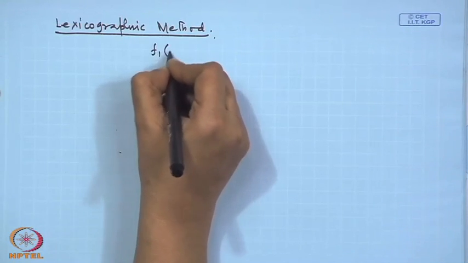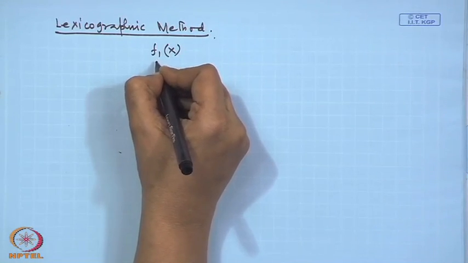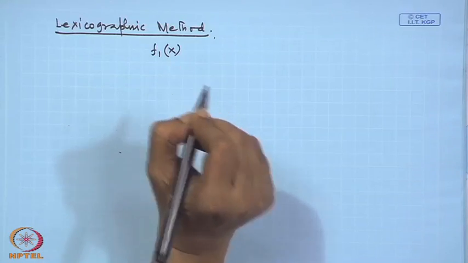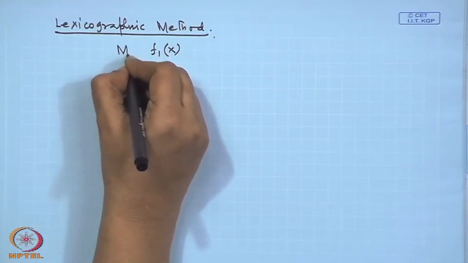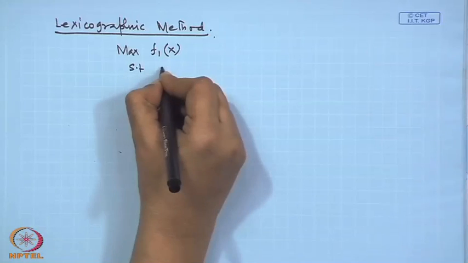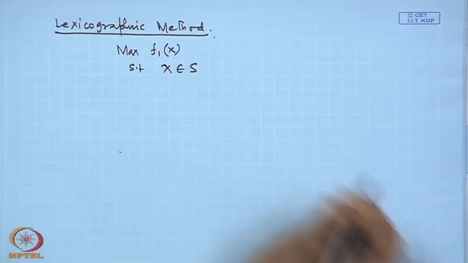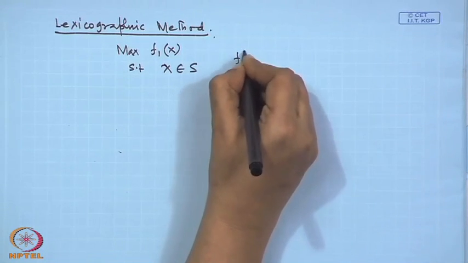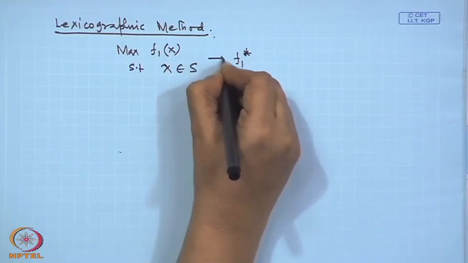In the lexicographic method, we want the ordinal information, that is the rank, about the objective functions. If we know that some objective function, let me call it f1 here, corresponds to the objective function which has the highest importance to the decision maker, in the lexicographic method we consider that objective function first. We maximize it subject to the set of constraints, and we get the optimal solution from this.